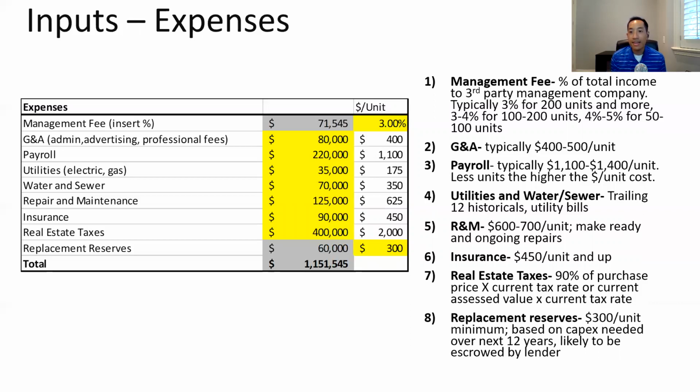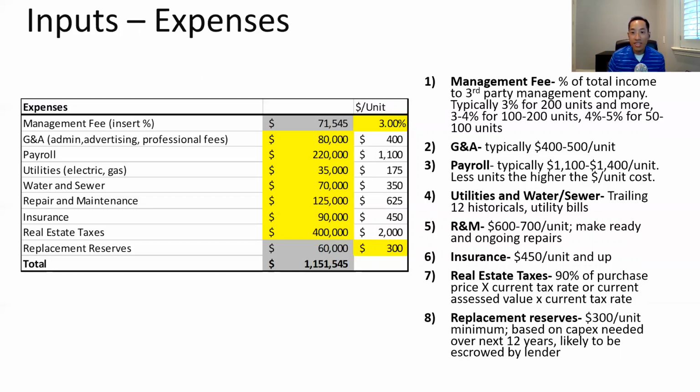Real estate taxes, take the assessed value times the current tax rate. That's the minimum. And then if your purchase price, like on this one, is estimating about 21 million, and your assessed value is 10 million, then you need to bring that up to the current purchase price, about 90% of purchase price times the tax rate.